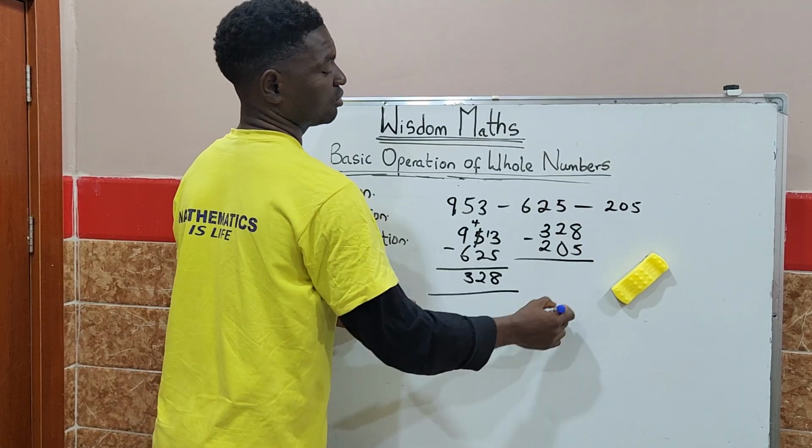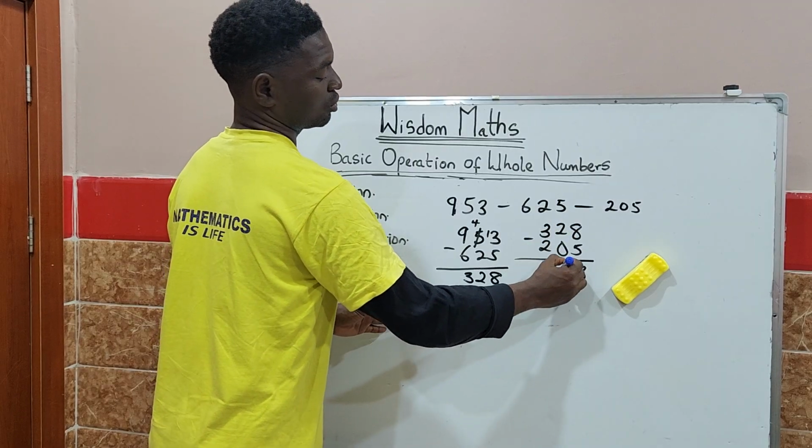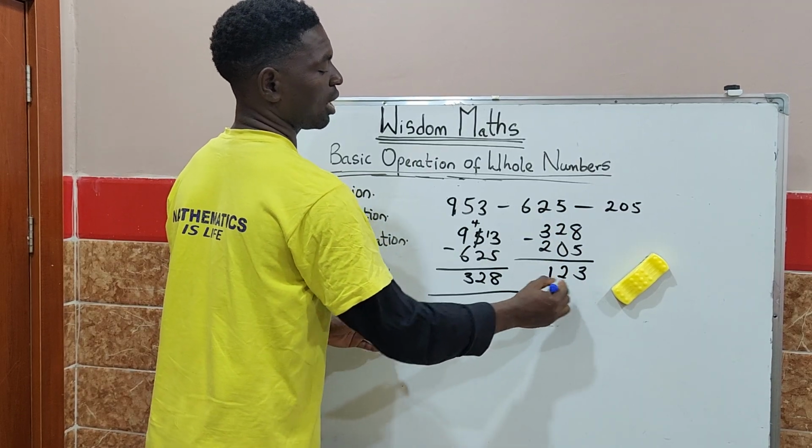So this will be 3. This 2 minus 0 is what? 2. 3 minus 2 is what? 1.